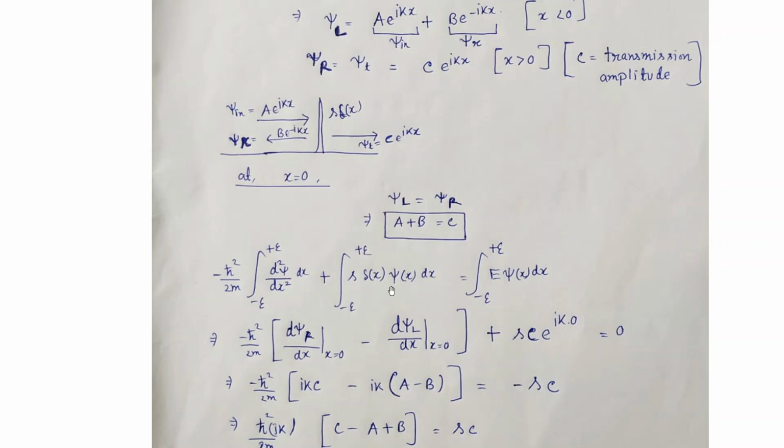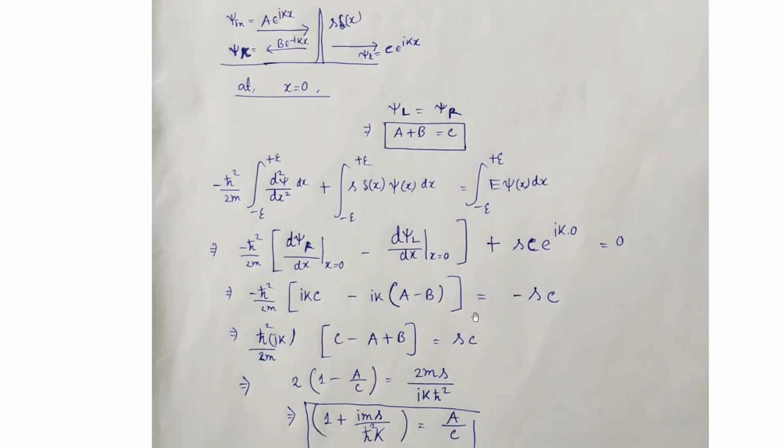You can also use the phi l here, it doesn't matter, it will not affect because c is equal to a plus b already, and the right hand side is 0. So you can now differentiate this phi r and phi l and put x is equal to 0. After a little bit of simple algebra, you can get some relations with A and C, where A is the incident amplitude and C is the transmitted amplitude.